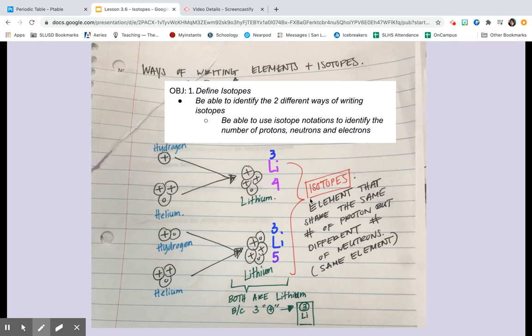All right, so this goes in your notes. Isotopes are elements that share the same number of protons. Same number of protons. This should actually be in blue.